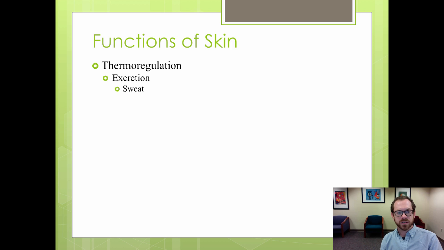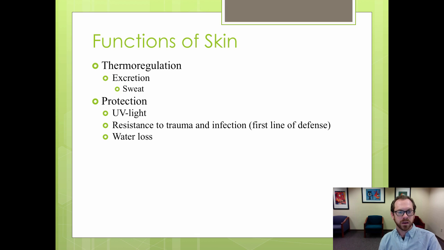The integumentary system and the skin have a bunch of different functions, one of which is thermoregulation, which really just means controlling our internal body temperature. Naturally, our body temperature is 98.6 degrees Fahrenheit, and our body will maintain that body temperature through digestion of food, through muscle contractions, but also through excreting sweat through sweat glands that are associated with our integumentary system.